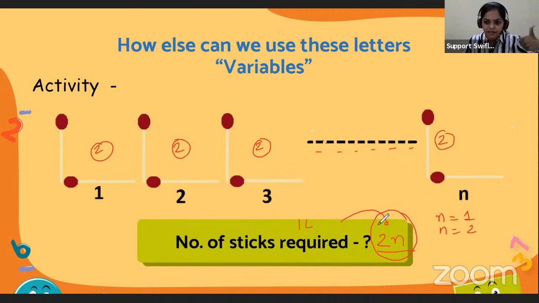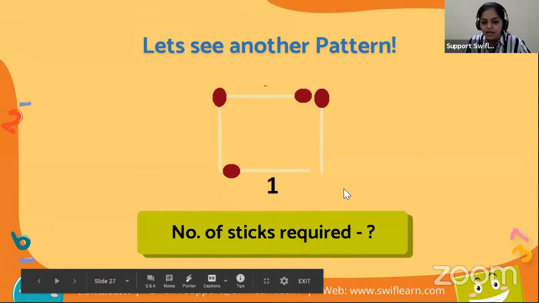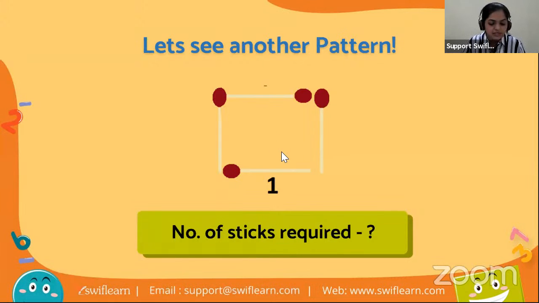Got it? Great. Okay, let's move to the next activity to have a better understanding of variables and algebra. Here's the next activity. Let's see another pattern. It is a square pattern. All right. So the question is, how many sticks are required to make this square pattern? What do you all say? How many matchsticks are required?